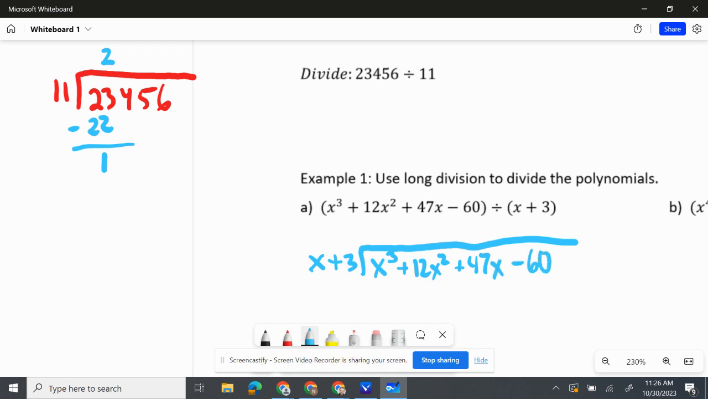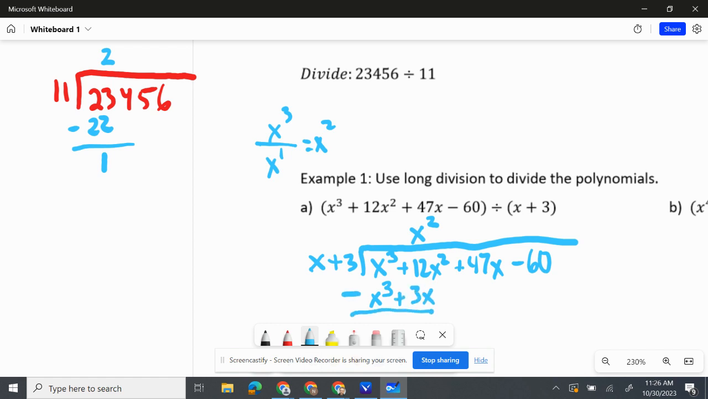So x goes into x cubed, x squared times. How we get that is we take the x cubed and we divide it by the x. And so if you remember, whenever we divide, we subtract the exponents, and that's how we're getting the x squared. Then x squared times x gives us x cubed. x squared times 3 gives us 3x squared.